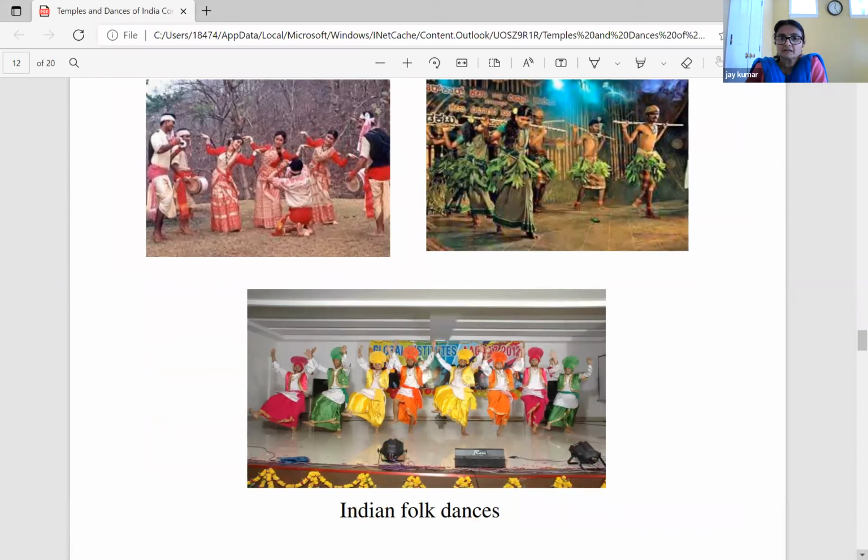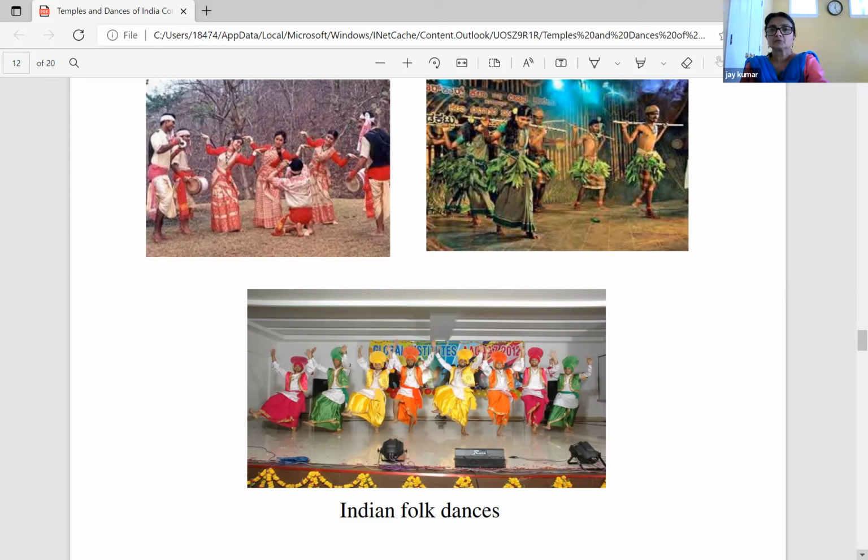Some of these are from different states. Of course, we have 26 states, but I just picked 3 of them. The bottom one is called Bhangra. It is a very colorful type of dance, which is many times performed by men.